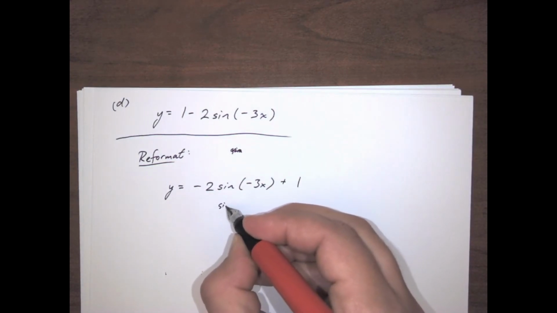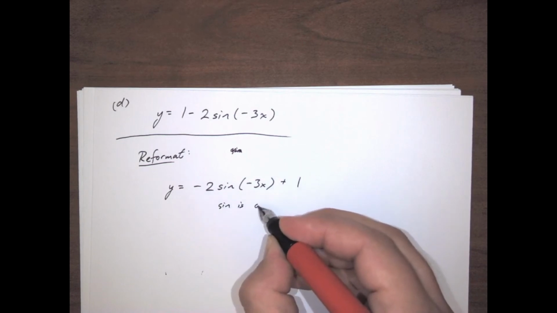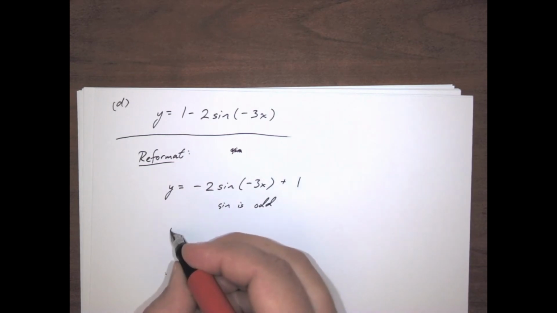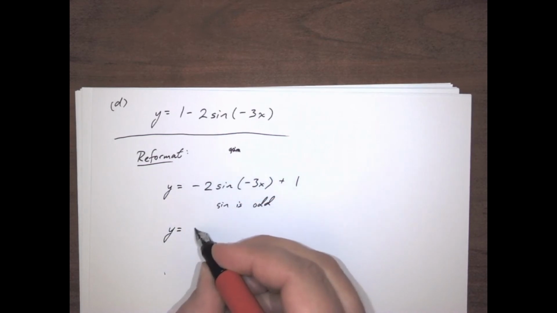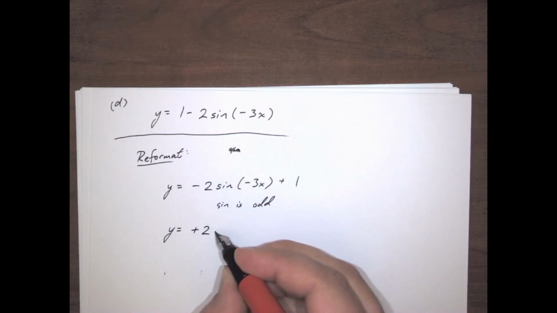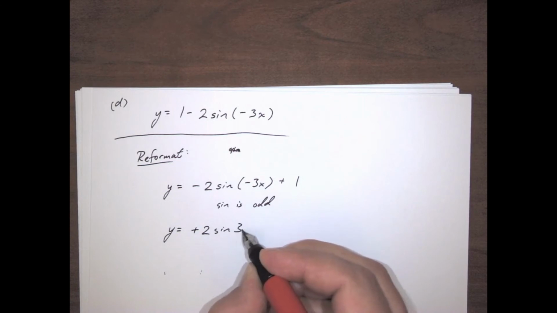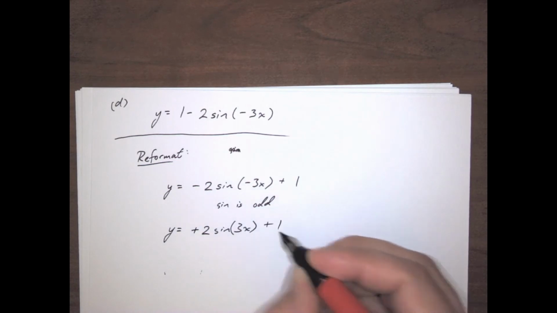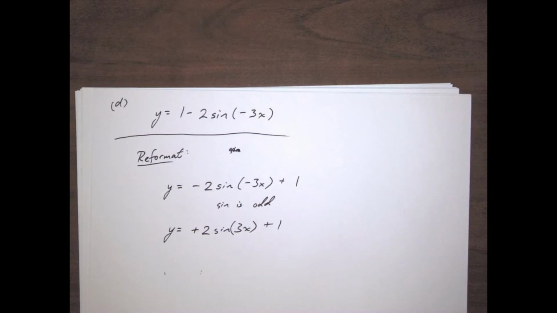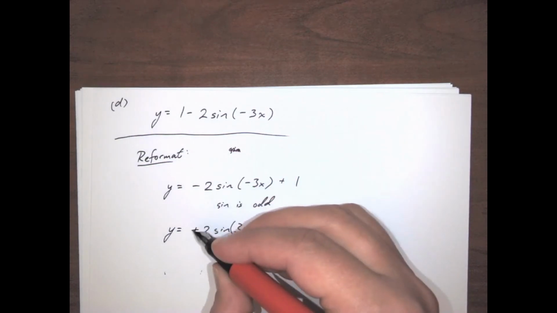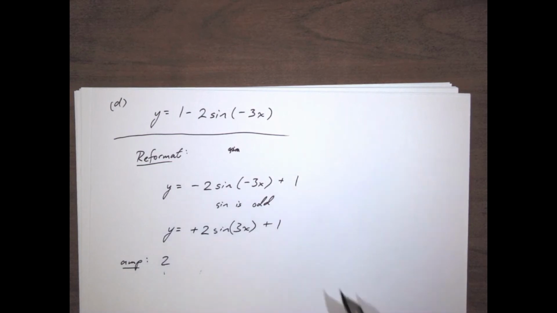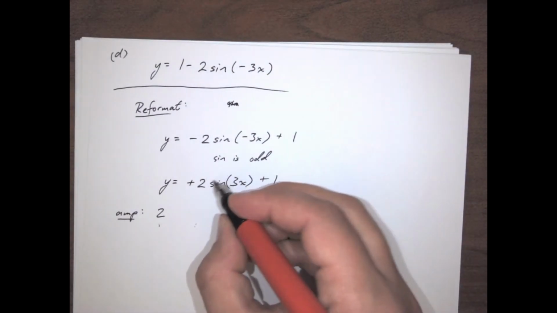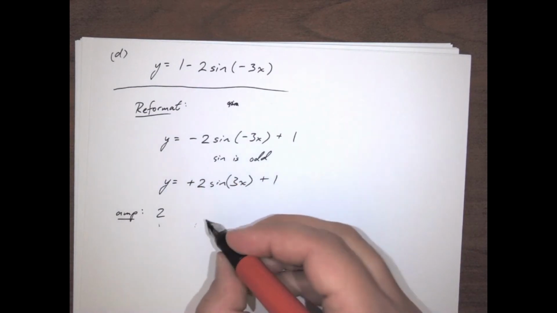Now, sine is odd, which means then that we can actually pull the negative out to the front, and it essentially cancels. So plus 2. And now it's not negative 3x anymore. And now, from here on, it becomes much more straightforward. So sine is odd, so the negative comes out, and it cancels. So the amplitude is now 2. Well, we can see it because we've reordered it so that the amplitude is written first.